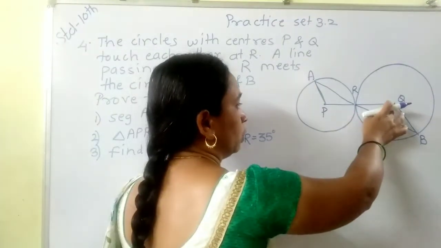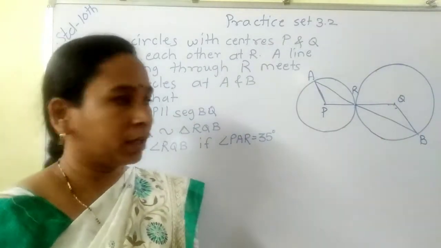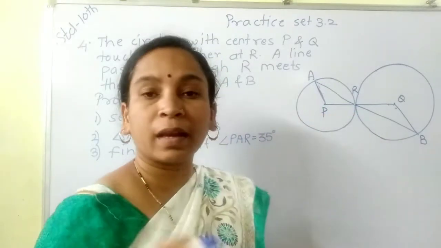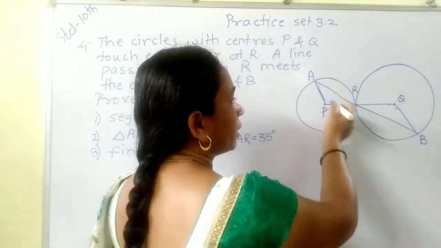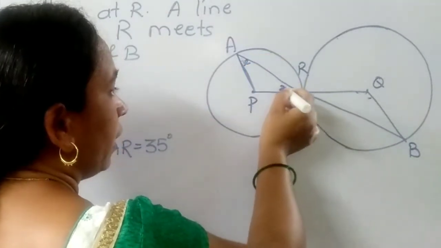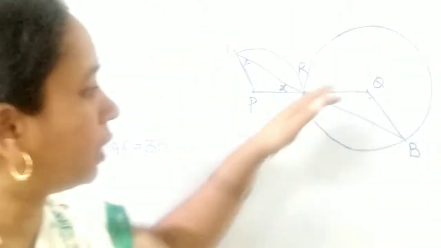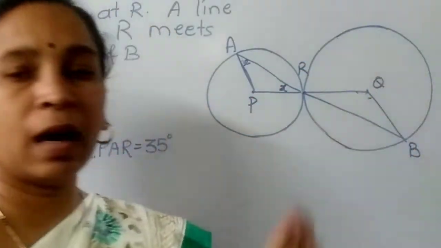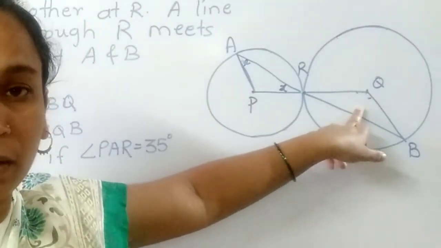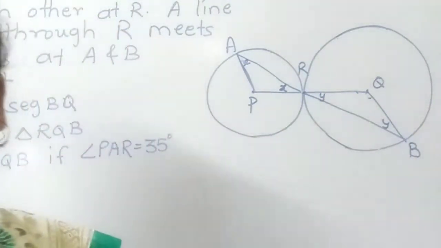First I will explain how we can prove the segment AP is parallel to BQ. If you observe, AP and PR are the radii of the same circle, so of course it becomes an isosceles triangle, and then these two angles, x and x, would become congruent. In the same way, RQ and QB are the radii of the same circle, so this triangle also becomes an isosceles triangle. Its base angles I'll consider as y, and those would be congruent with each other.